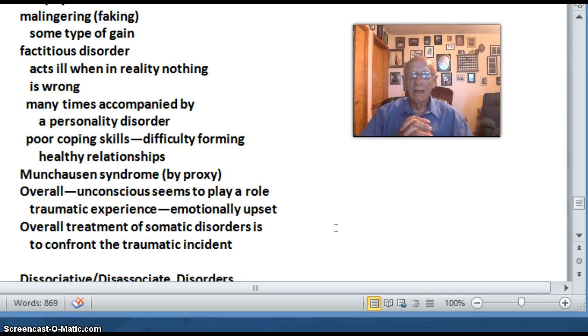Now, the treatment for many of these disorders is just to confront the individual. And confronting the individual is a cognitive type of therapy where you confront the individual and you have them think about what is going on.